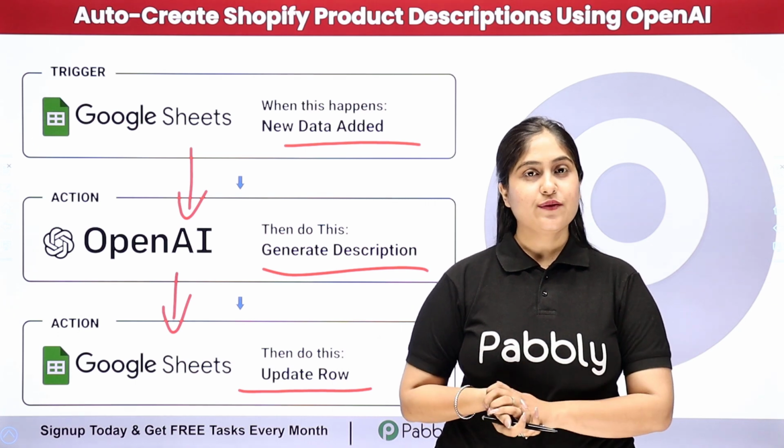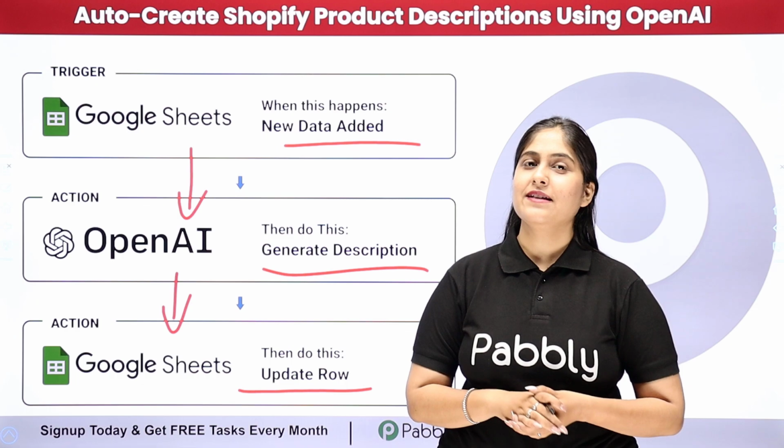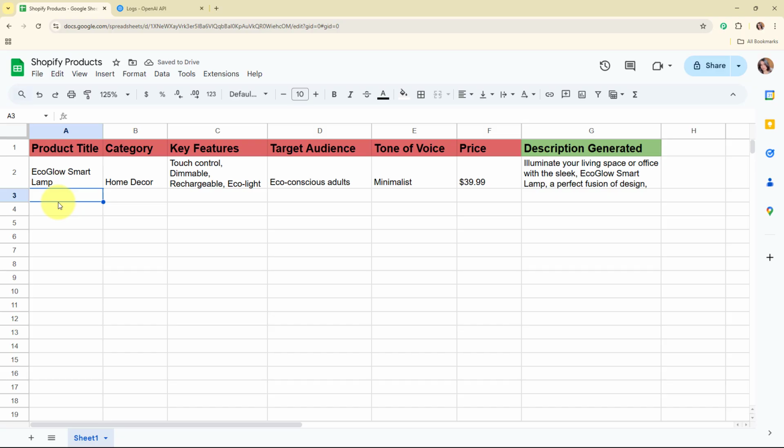So to see the working of this automation and to learn this process step by step, let me take you to my screen. Welcome to my screen. In this video, I'll show you how to automatically generate product descriptions for your Shopify store using OpenAI. This will help you save time, improve your product listing, and boost sales with engaging SEO-friendly content.